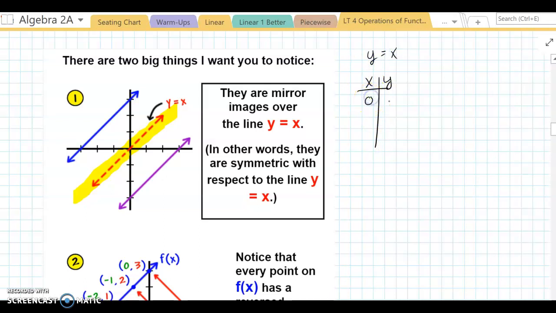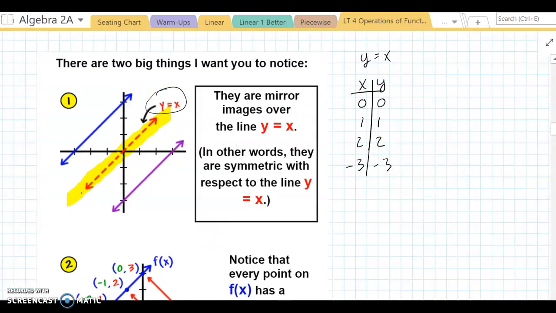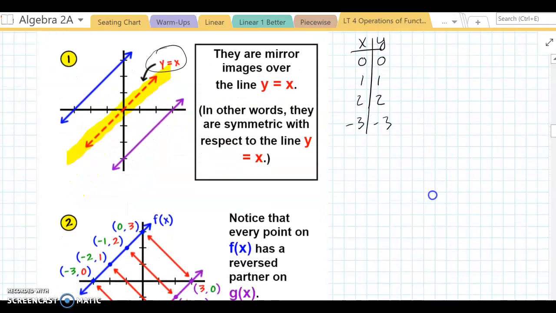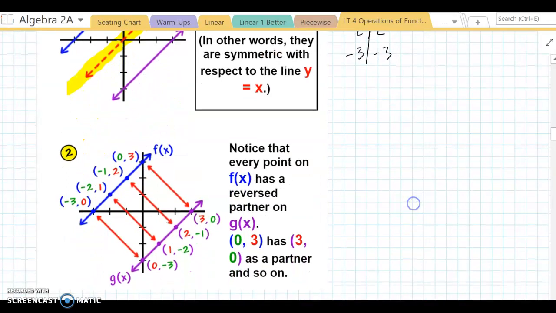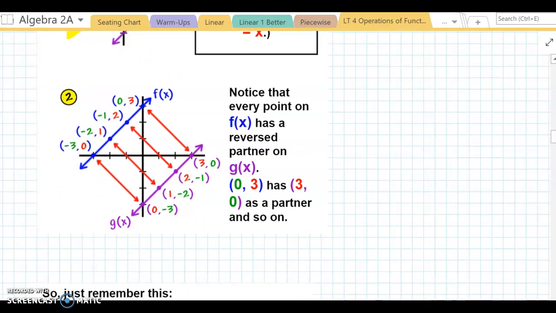So if I were to graph y equals x, every time I plug in a number, this y is the same number as that. 1 and 1, 2 and 2, -3, -3. And then I were to graph that, I get this line right here. Okay, so that's the line y equals x. So in order for them to be inverse functions of each other, if you were to graph both functions, they're going to mirror. So check this out. So they're symmetric. So notice this over here. I'm going to do it in the same color. We got 0. Well, there's another point on the other graph where this part is 0.